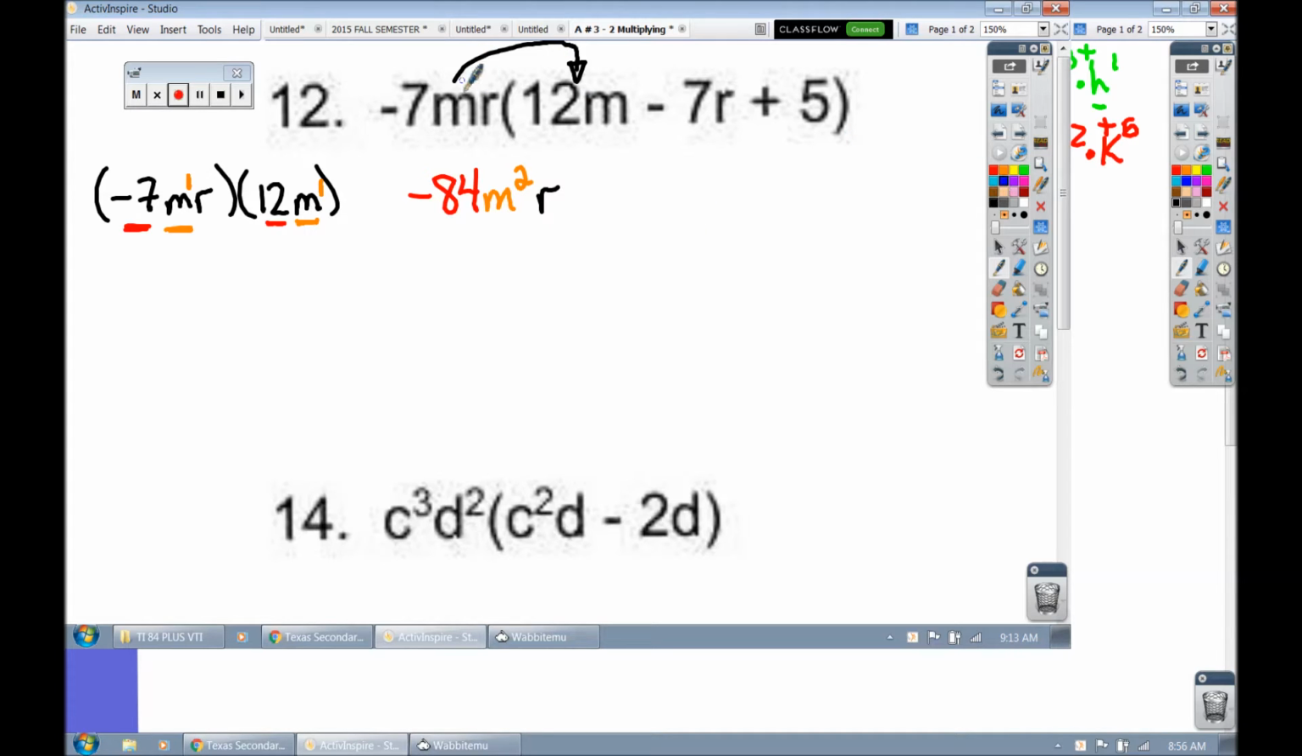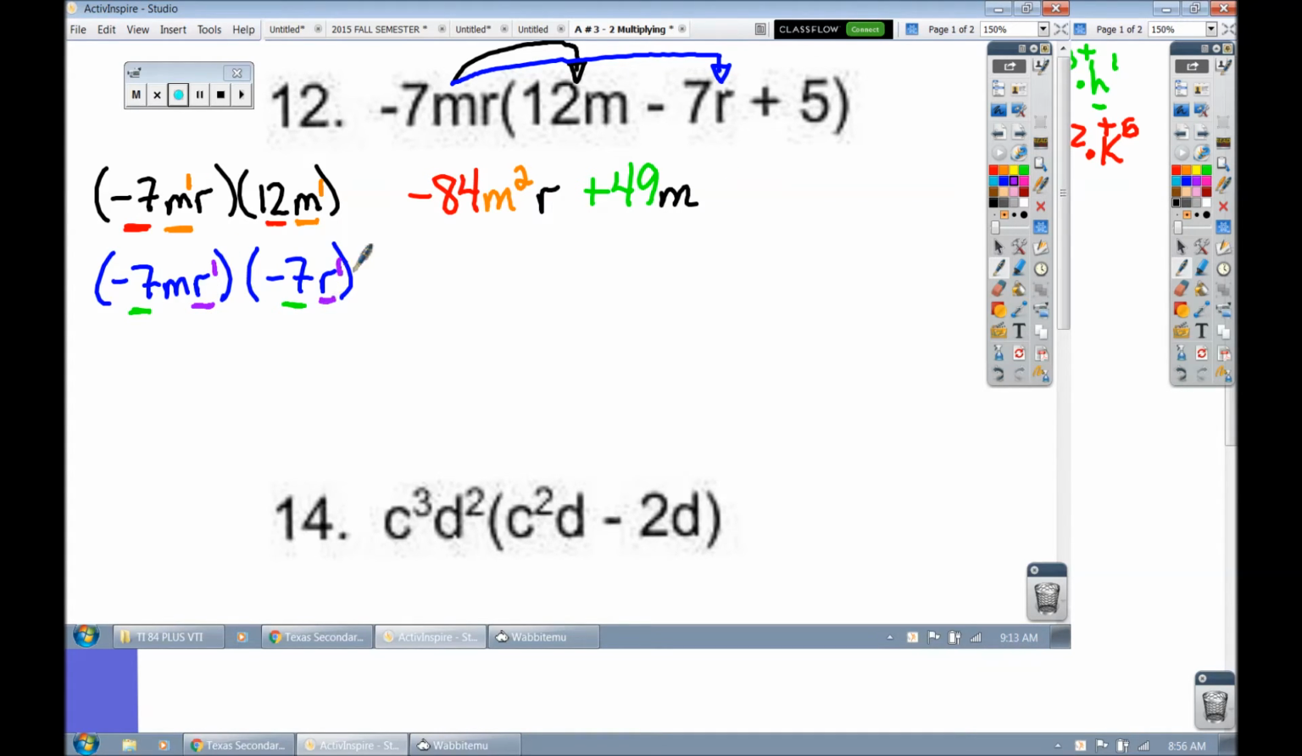Let's start with our second one. Negative 7mr times negative 7r. So let's write that over here. Negative 7mr times negative 7r. Start with your numbers. Negative 7 times negative 7, that is positive 49. Since we don't have any m's to multiply, we're just simply going to put the letter m there. And then let's look at our r. r to the first times r to the first, that is r to the second.